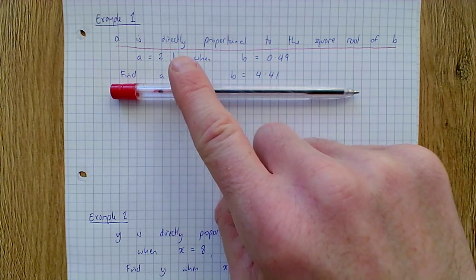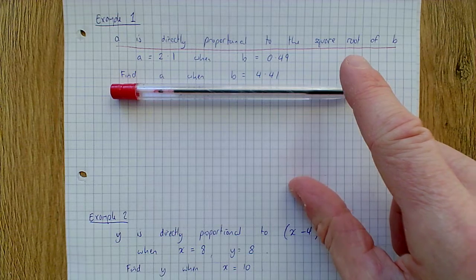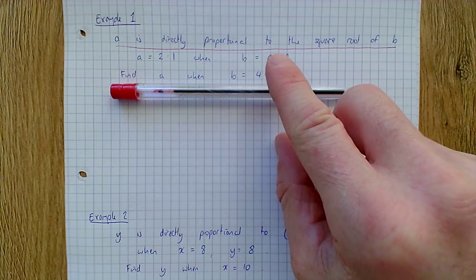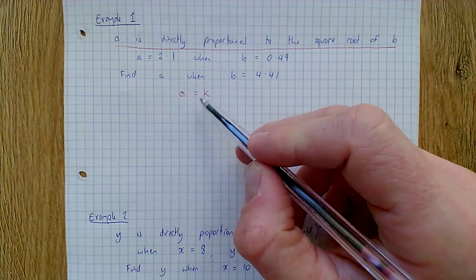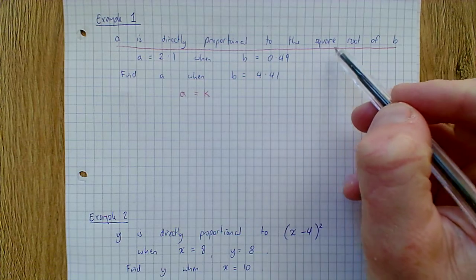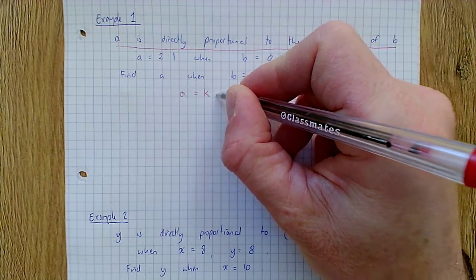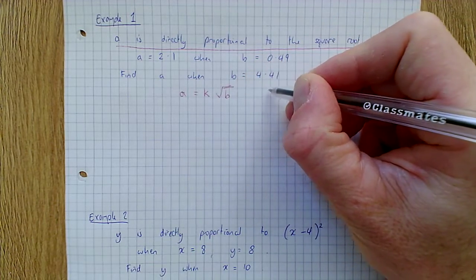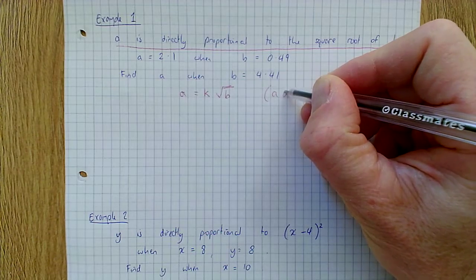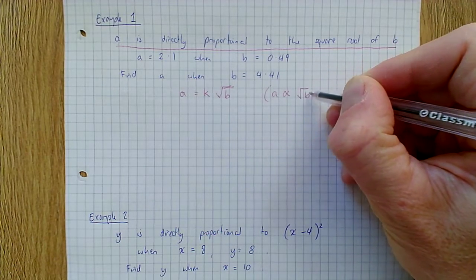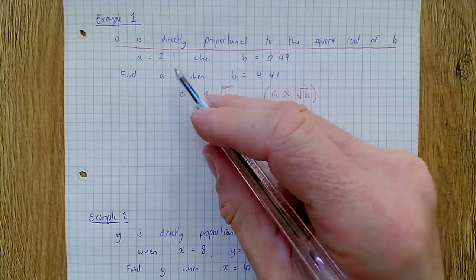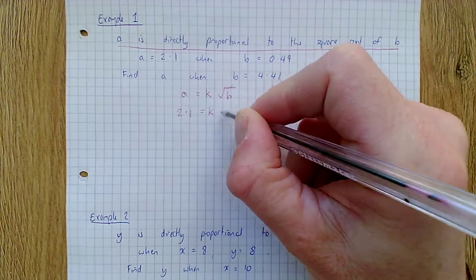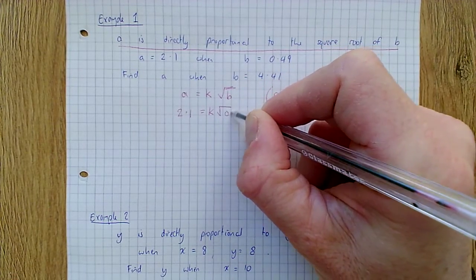So the first thing we need to do is rewrite some of these statements using our new maths vocabulary. If A is directly proportional to, that means A equals K times the square root of B. And you could also write that as A is directly proportional to the square root of B. So let's fill in some values. When A equals 2.1, B equals 0.49.